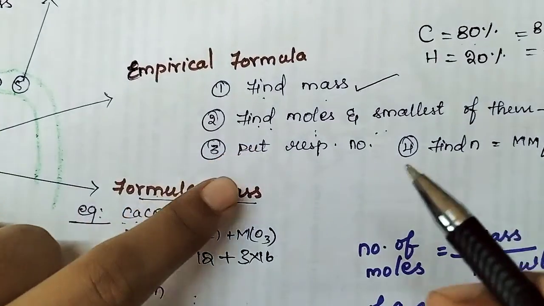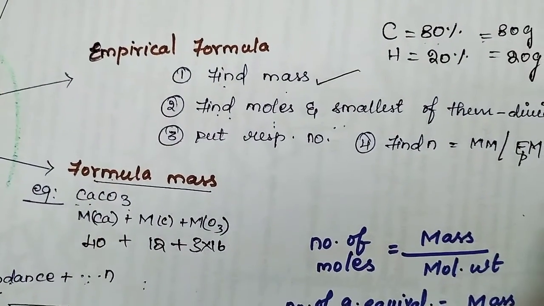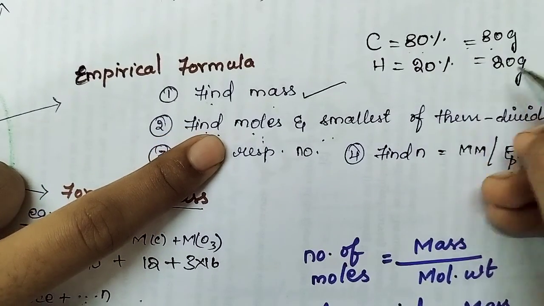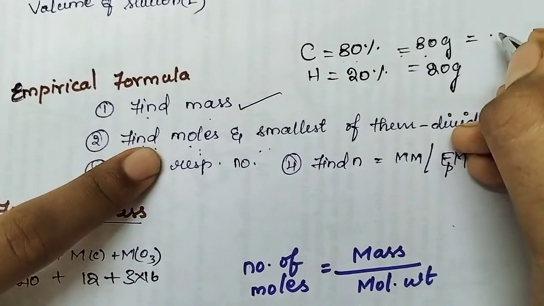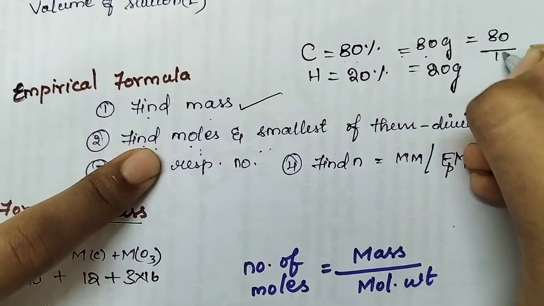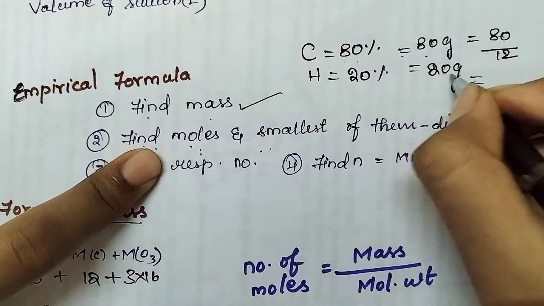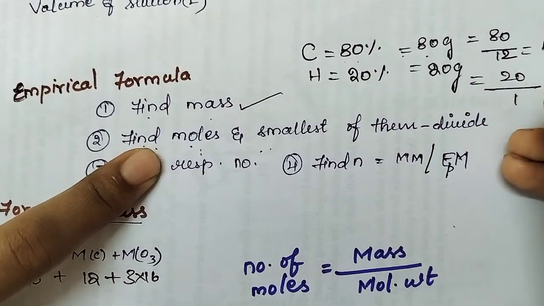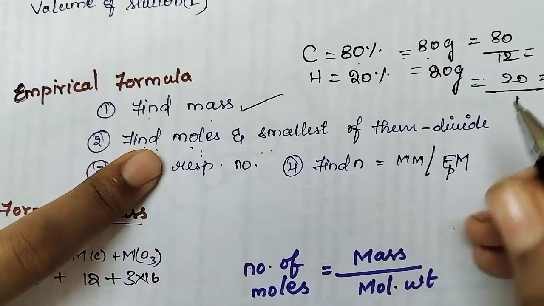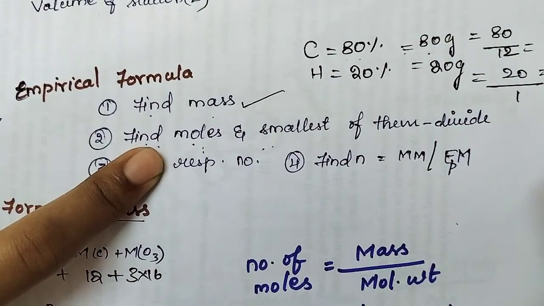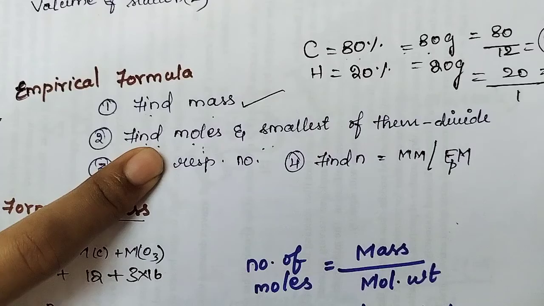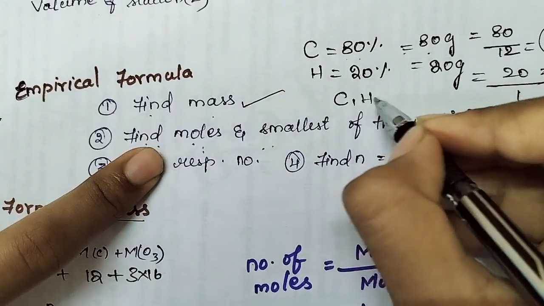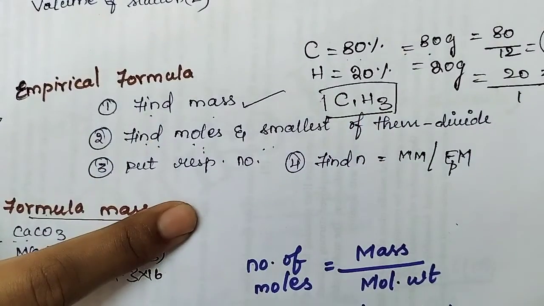For finding moles, I will tell the formulas in the next part. How to find moles means the given mass by the original mass. So carbon's given mass is 80 gram, the original mass is 12. Likewise, hydrogen's given mass is 20, original mass is 1. So we get the moles as 6.6 and 20. Which is the smallest one? This one, correct? If we divide both by it, then we get C1 and H3. So this is the empirical formula.